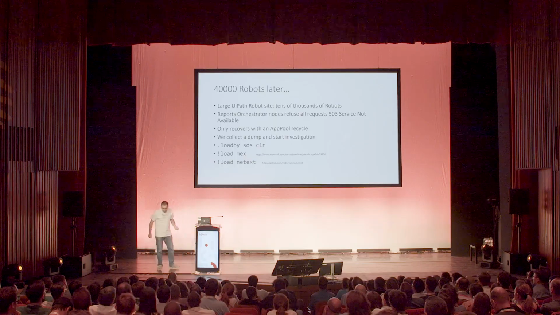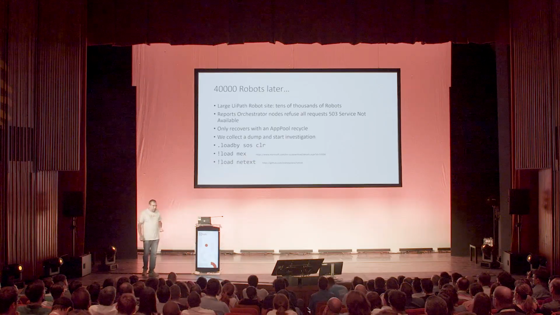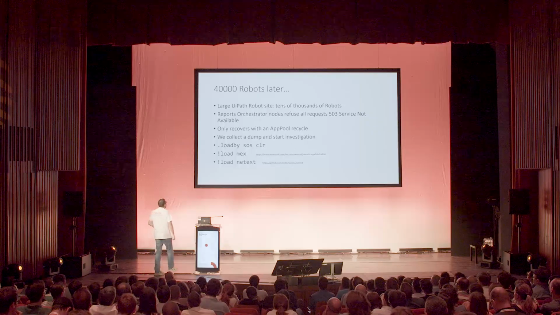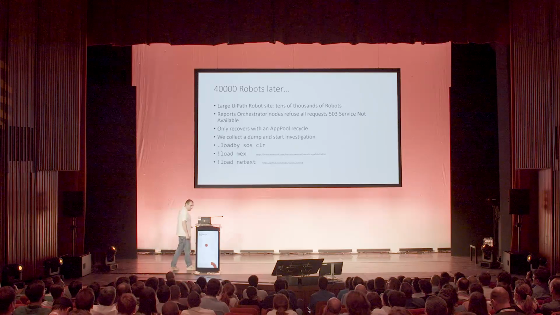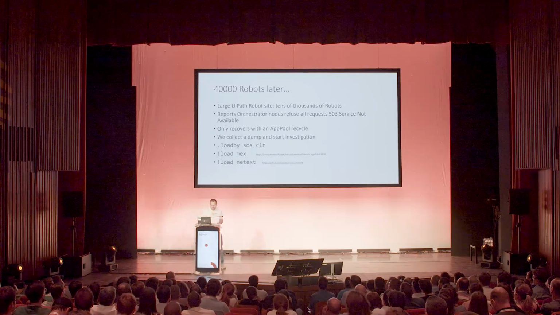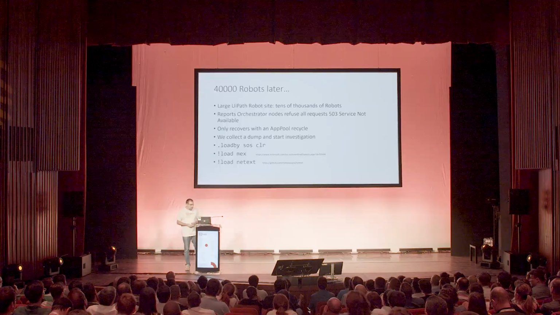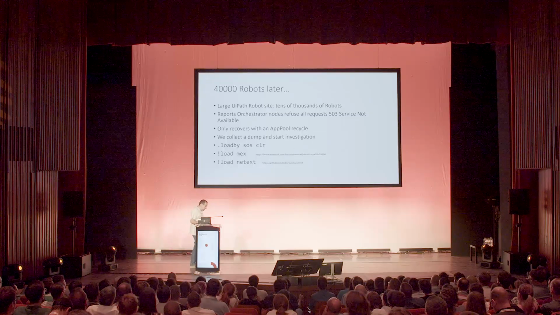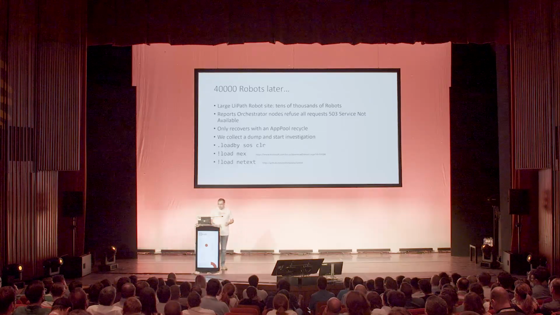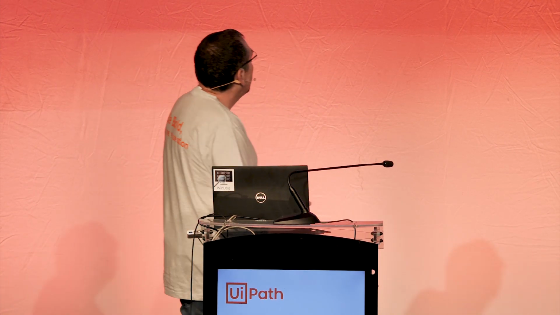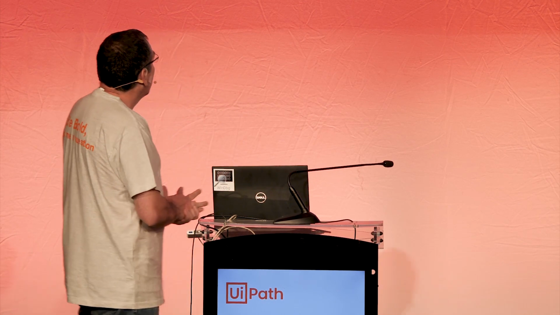Because 40,000 robots later, at one customer, they started complaining and reporting an incident in which the orchestrator nodes were reaching 500, getting into a state in which we were serving 503 service unavailable. The only way to recover was to do an app recycle, so restart the process. And we collected a dump and started analyzing.